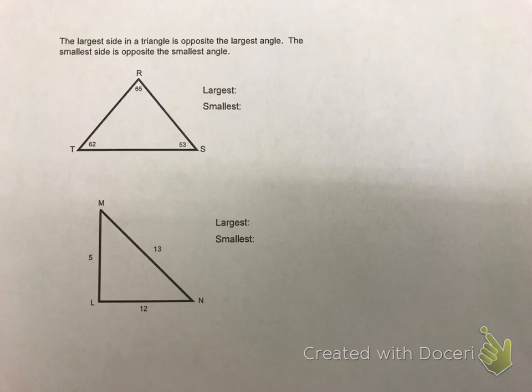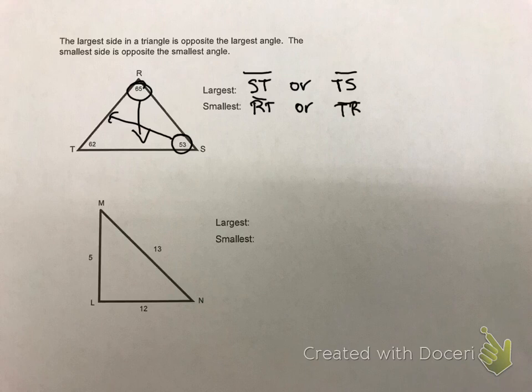So in this triangle RST, the biggest angle would be 65 degrees, and that is across from this side. So the largest side is ST, or you could also say TS. The smallest angle is 53, and it is across from this side, so it is going to be side RT or TR.